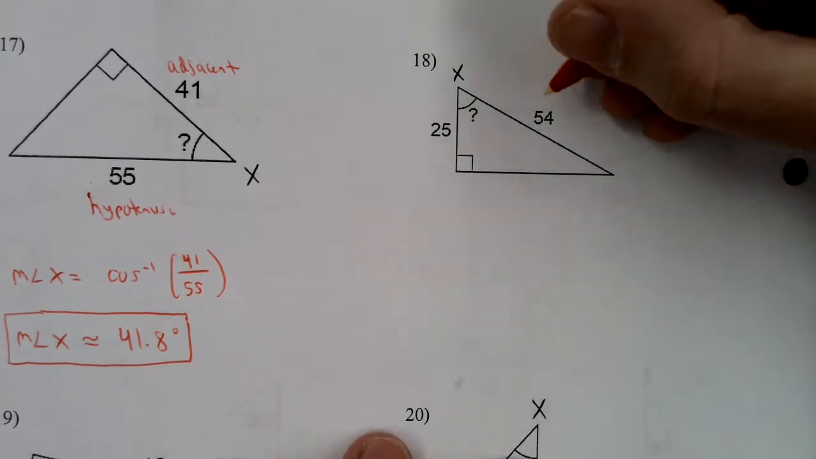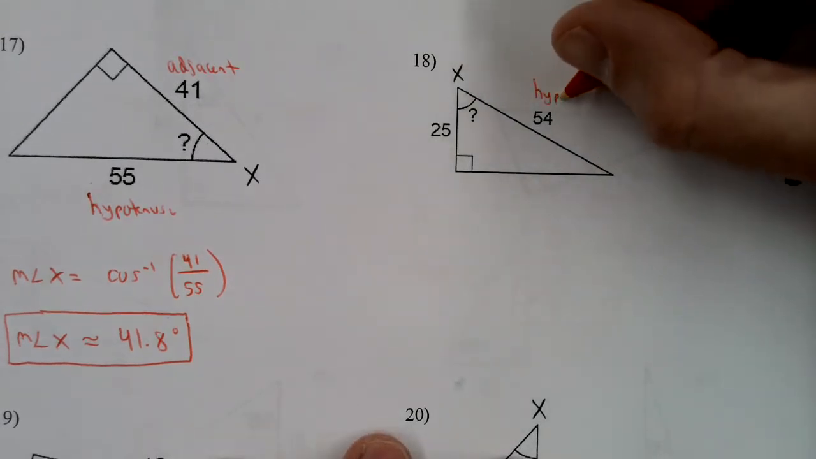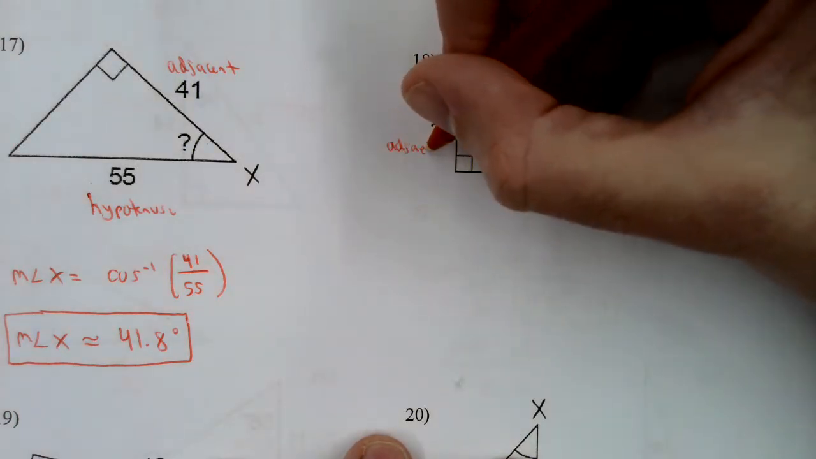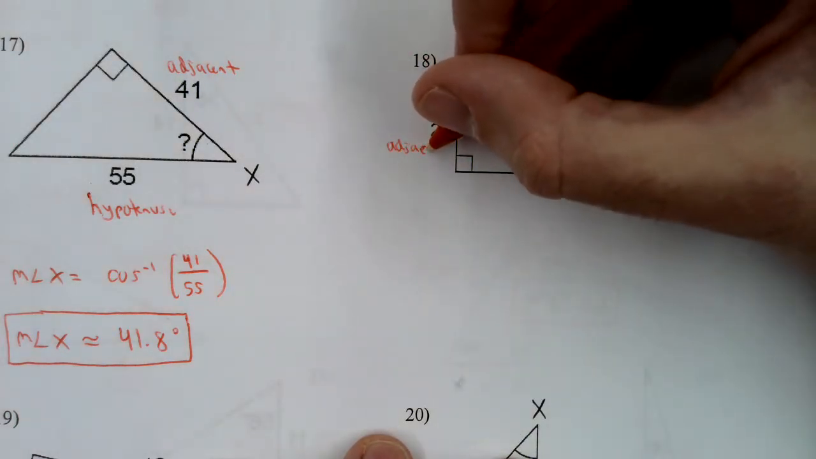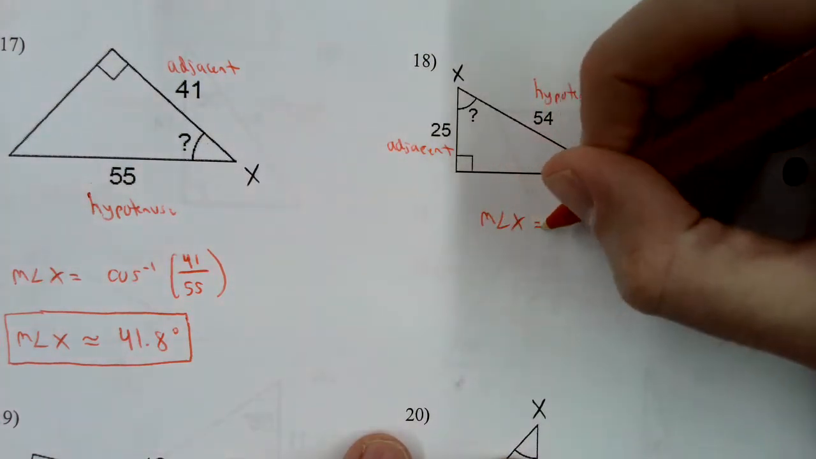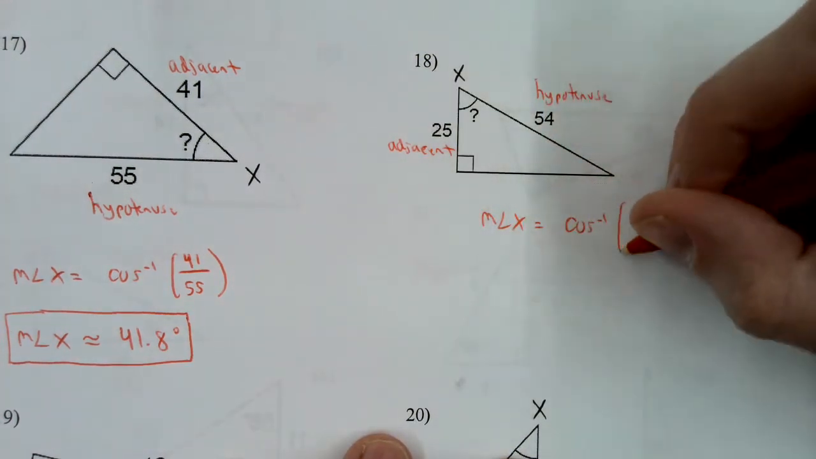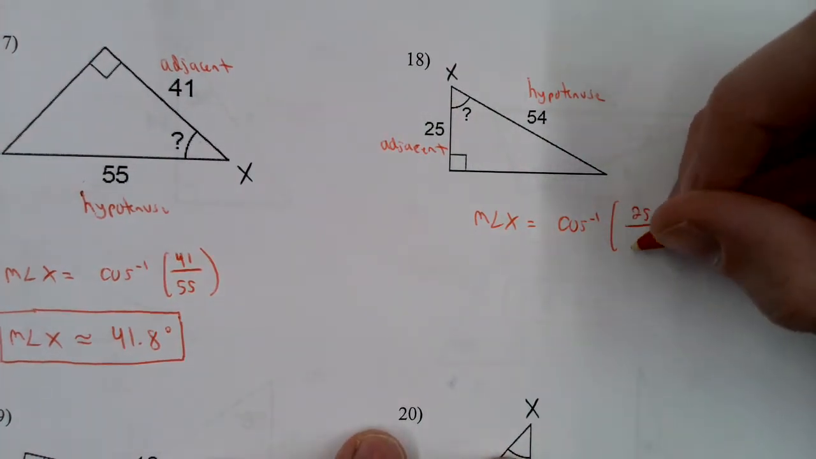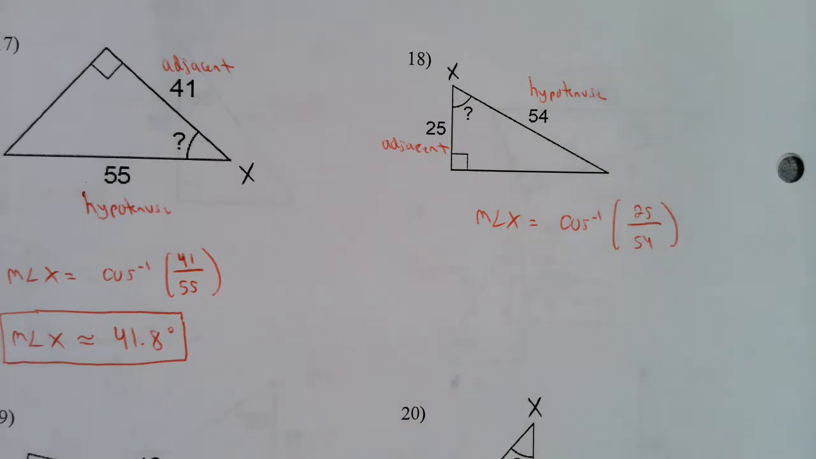Number 18, hypotenuse, adjacent. Measure of angle x, inverse cosine, 25 over 54. 62.4 degrees.